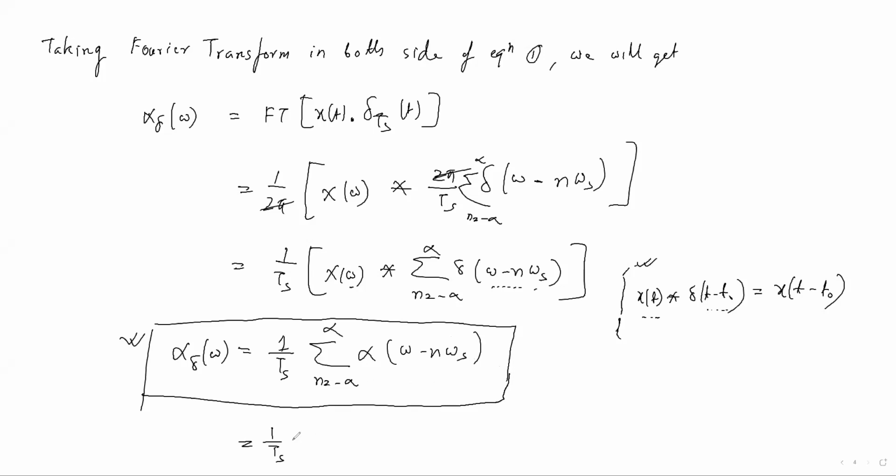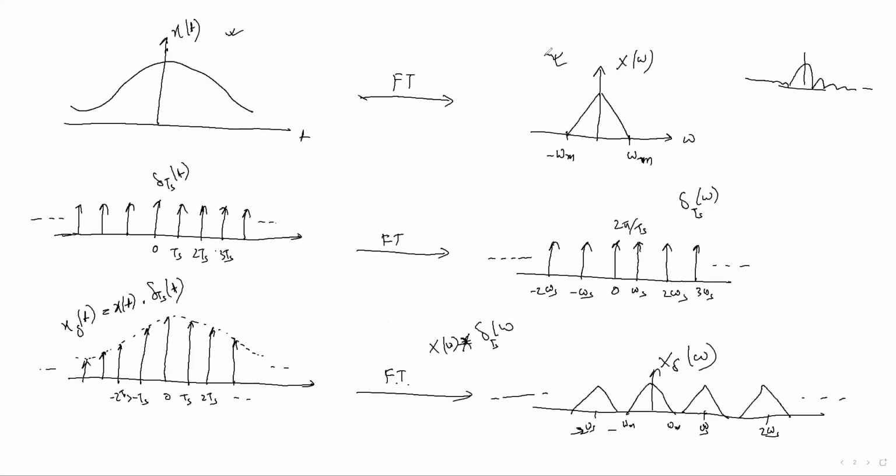What I am saying, let me write. If you put n equal to minus 1, then it will be x of omega plus omega s. If you put n equal to 0, then it will be x of omega only. If you put n equal to 1, then it will be x of omega minus omega s. If you look at this equation carefully, what is the x of omega? I have given the representation of x of omega here.